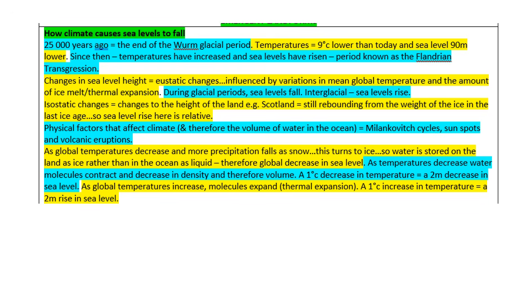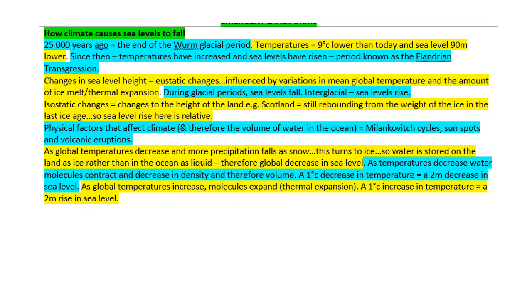Physical factors that affect climate and therefore the volume of water in the ocean, remember from GCSE, include Milankovitch cycles, sunspots and volcanic eruptions. So as global temperatures decrease in a glacial period, more precipitation falls as snow. This turns to ice, and so the water is stored on the land as ice rather than in the ocean as liquid. Therefore, sea levels fall.